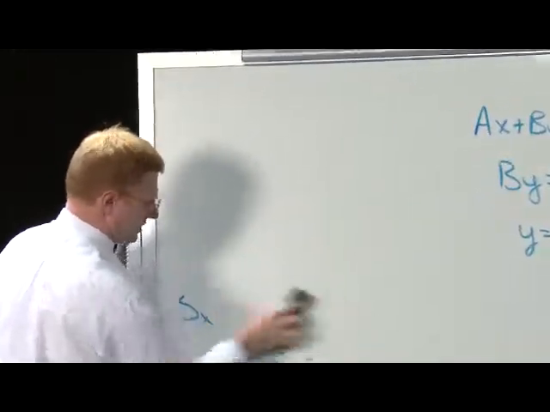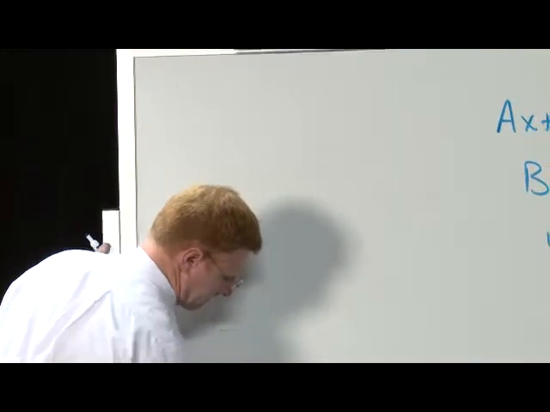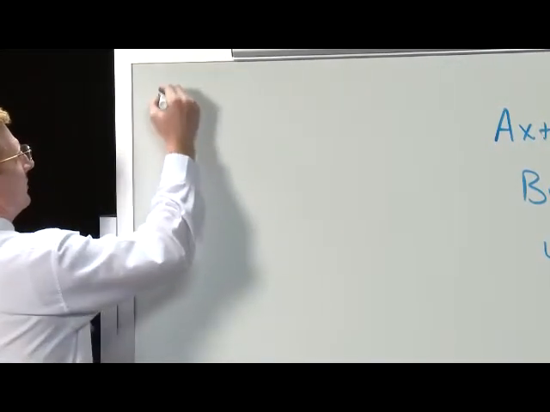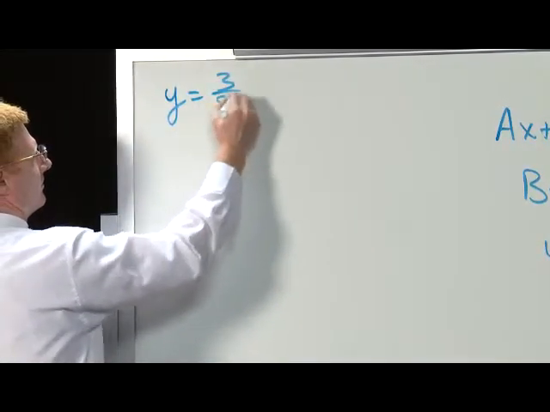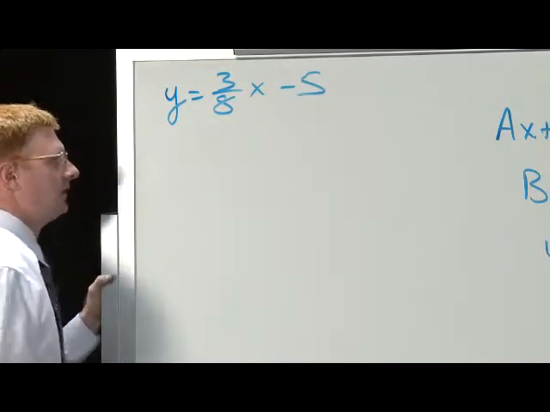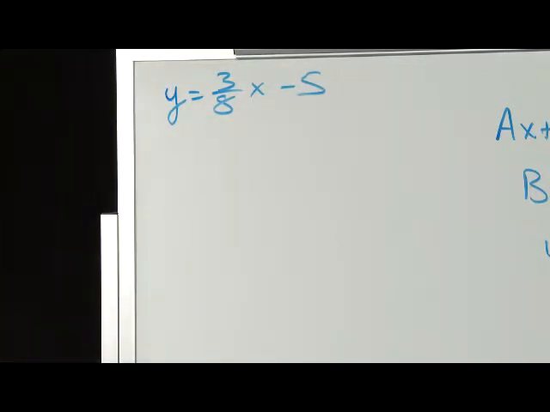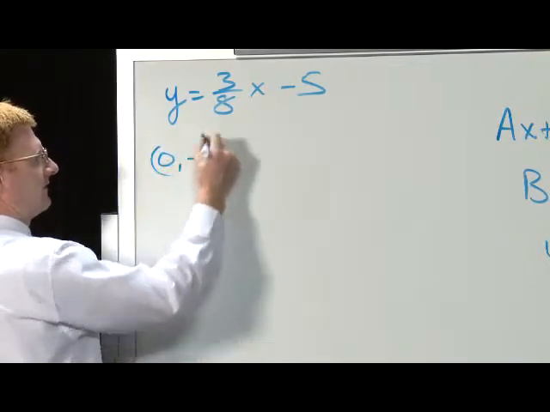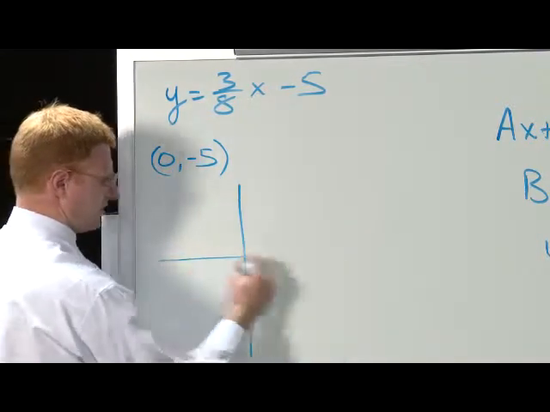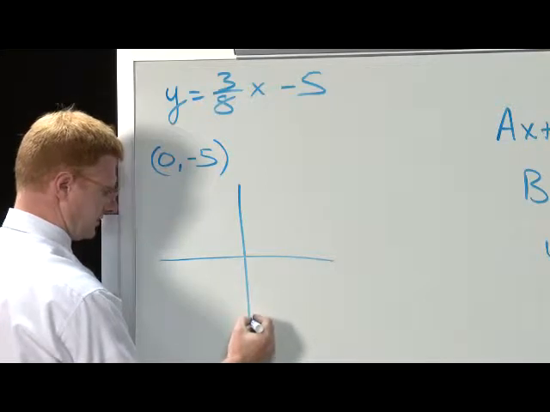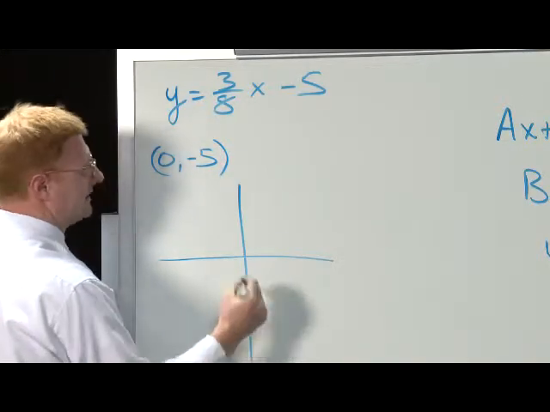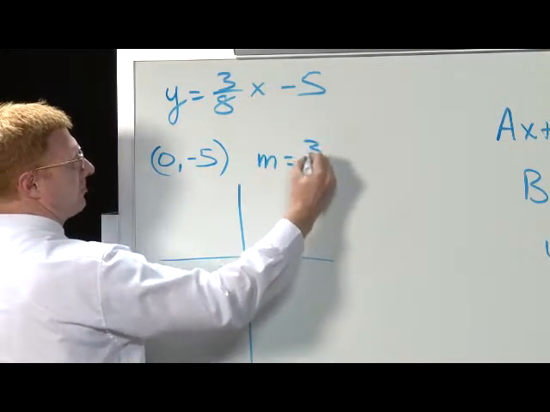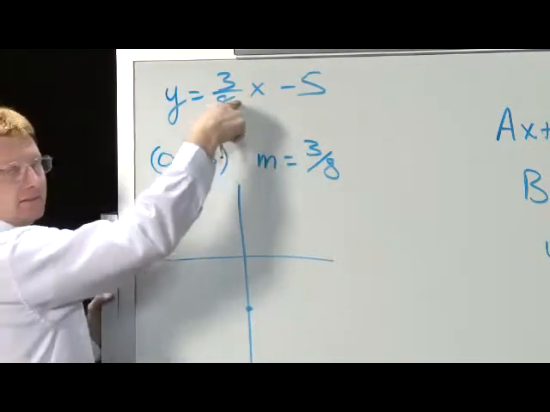Now that we've got that, right here, we know a really easy point. If we stick 0 in right there, we have negative 5 as an intercept. That's automatically one point that's really, really easy to get. Now, we also know that the slope is 3/8.